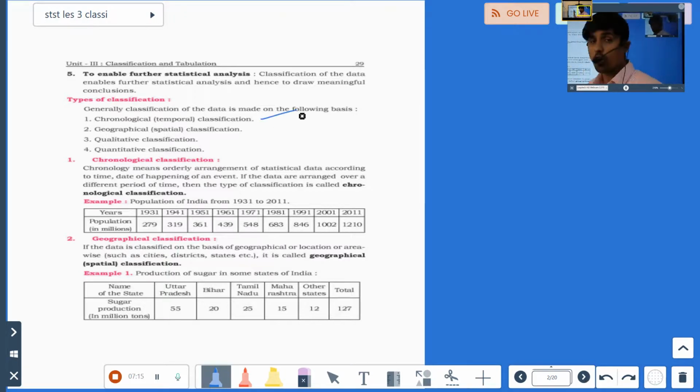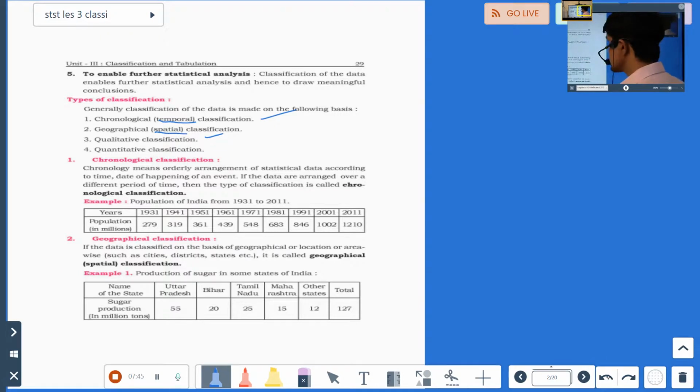Chronological classification, also named temporal. Remember this, sometimes they ask this question, what is temporal classification? They asked it 2 years before, if I remember. Then you have geographical or spatial classification. Remember these names. Then you have qualitative classification, then quantitative classification. Now what are these 4 classifications?